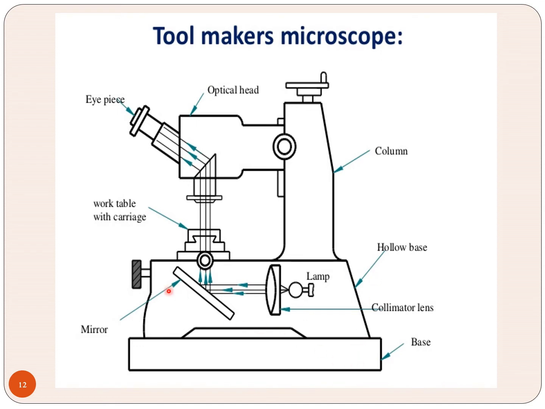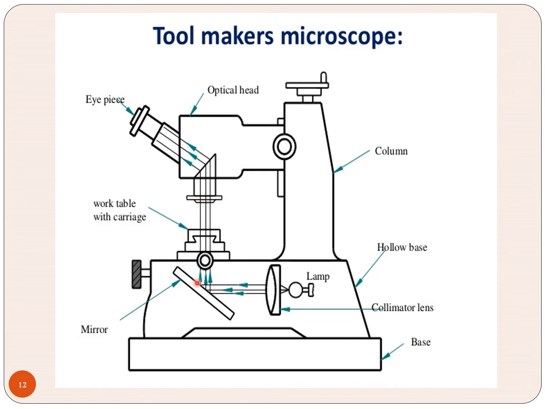That's not directly related with the tool microscope. That is for robust machining purpose, for holding the workpieces. We have some robust arrangement. That's all. This is the optical head.